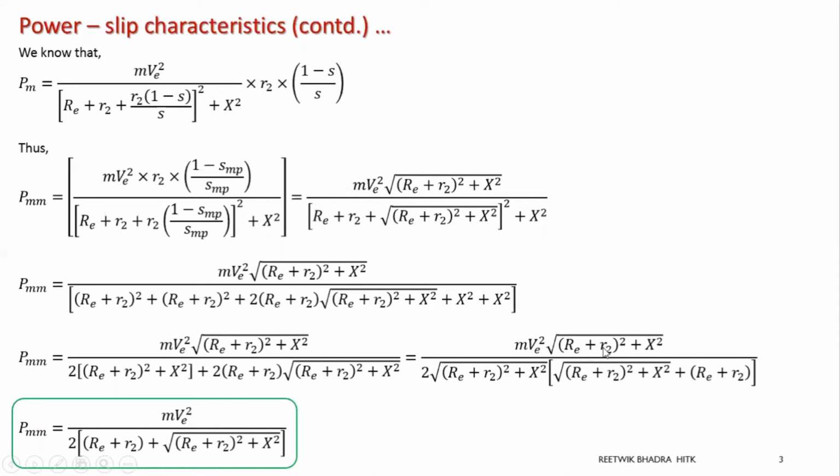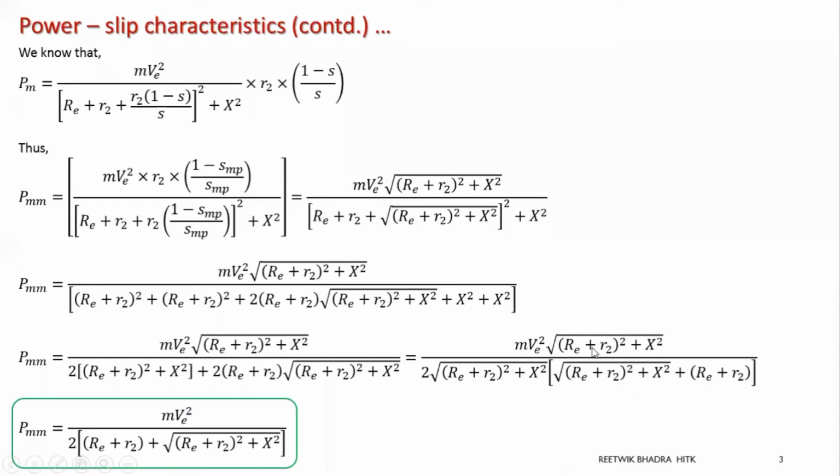Next, the numerator remains constant. What we have taken common is twice the square root of this term. Twice the square root of RE plus R2 whole square plus x square. So if you look into the first term, what I have taken is the square root of RE plus R2 whole square plus X square. So there will be a square root term left over here in the first term. In the second term, what we have taken common is 2 into the square root of this term. So what will be there? RE plus R2. So there will be a term RE plus R2.